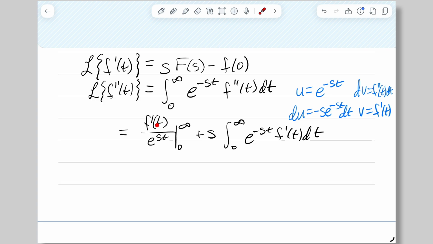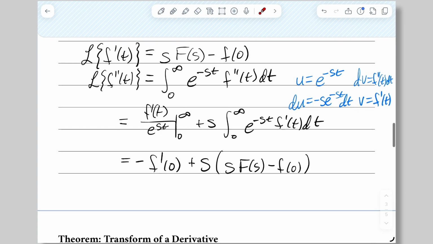If f prime of t is of exponential order, then the limit as t goes to infinity is going to be 0 for that expression. Plugging in 0 in place of t is going to give us negative f prime of 0. And then for the next term, we have this integral. That integral is exactly the Laplace transform of f prime of t, and so it can be replaced. We have s times F of s minus f of 0.